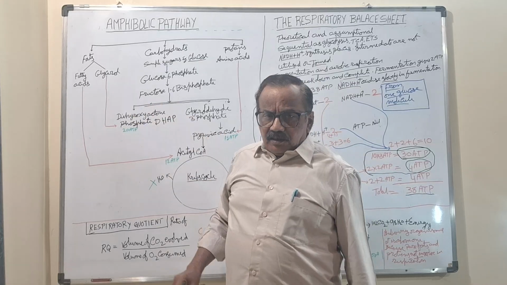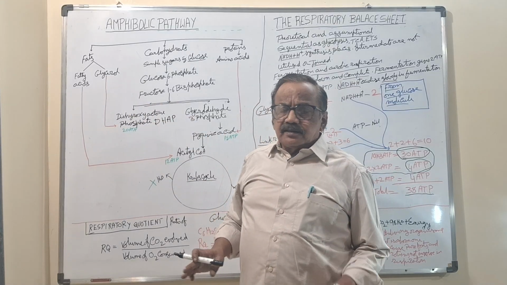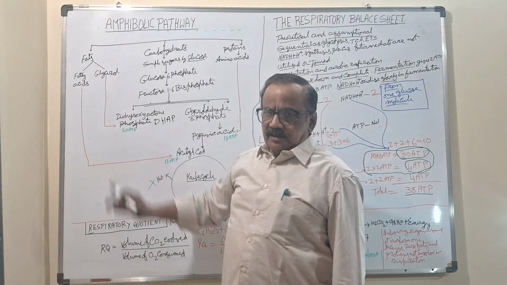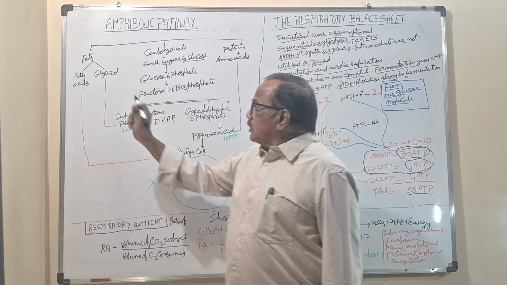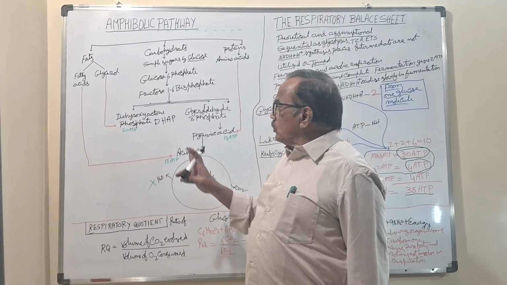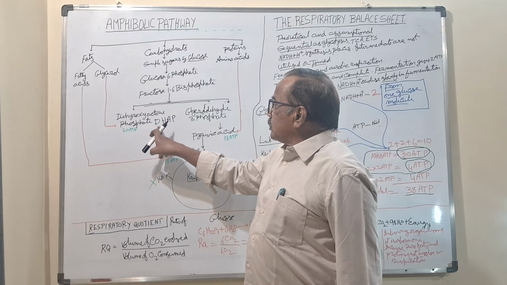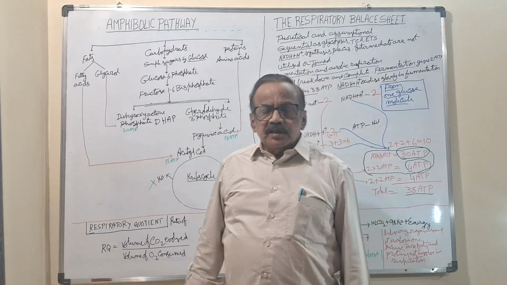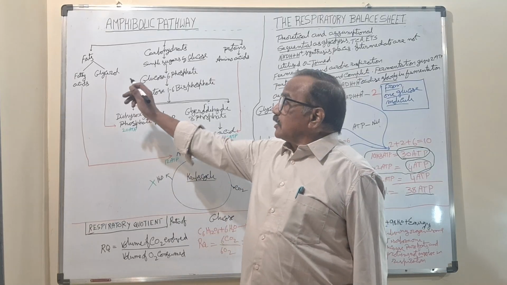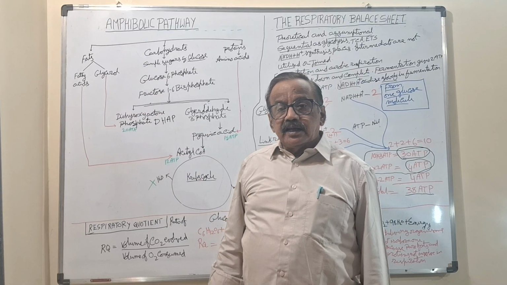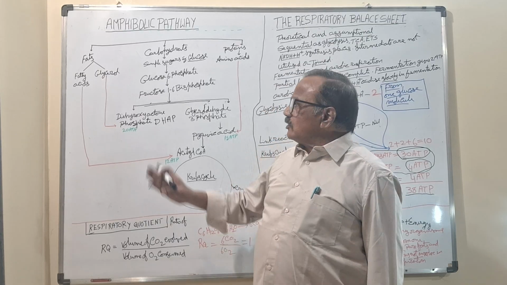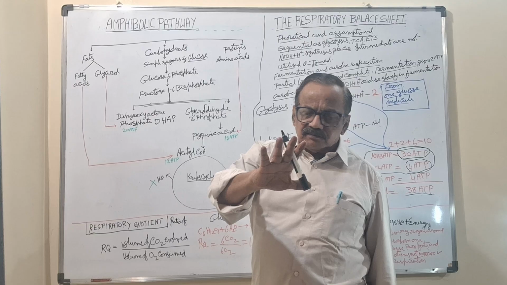Trihydroxypropane it is. Now, first, the fats will be broken down into the fatty acids and glycerol. The glycerol will convert into dihydroxyacetone phosphate. That is also a 3 carbon compound. But the thing is, glycerol is C3H8O3.